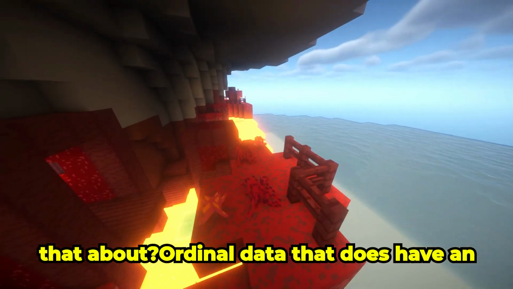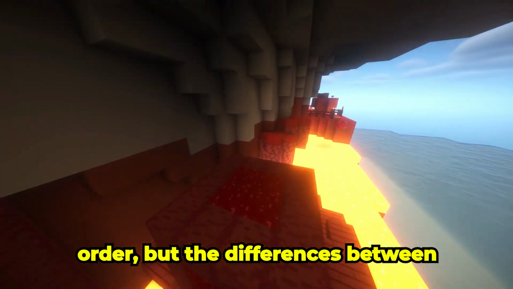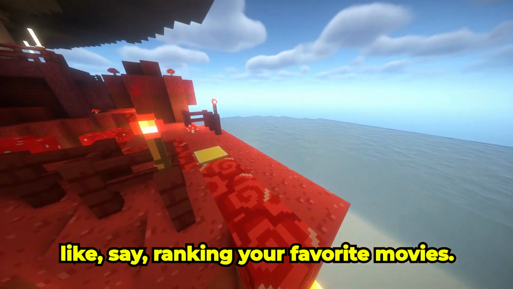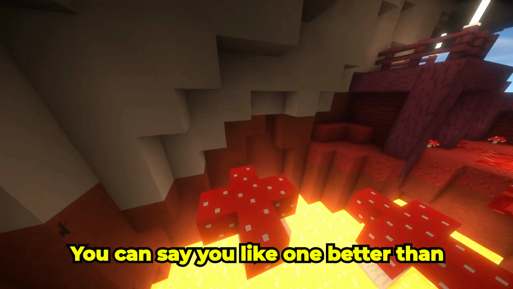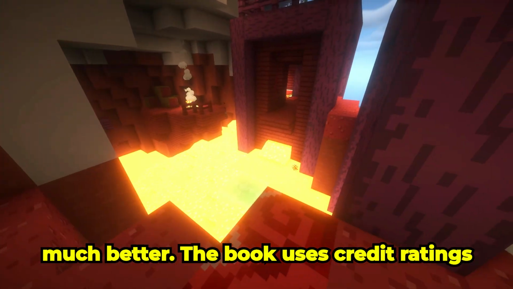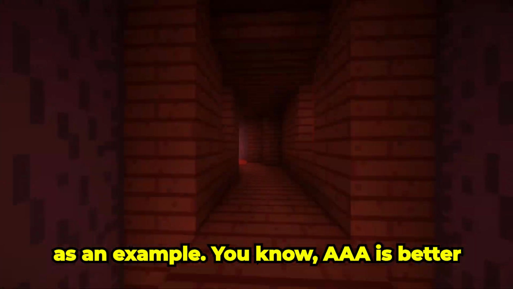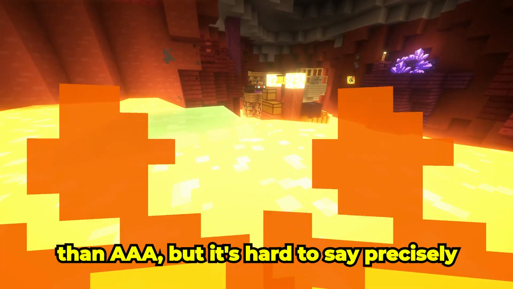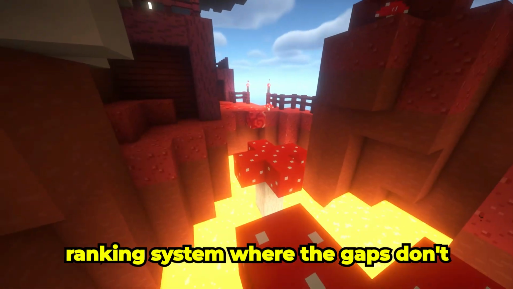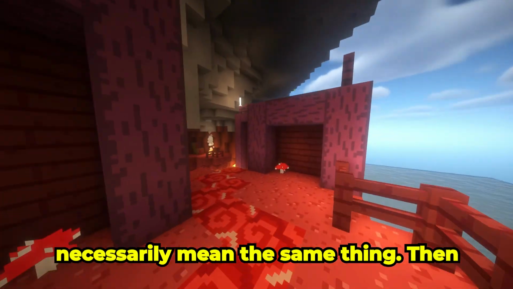Ordinal data, that does have an order, but the differences between categories aren't necessarily equal. Mm-hmm. It's like, say, ranking your favorite movies. You can say you like one better than another, but you can't really say how much better. The book uses credit ratings as an example. AAA is better than AA, but it's hard to say precisely how much better. Gotcha. So it's like a ranking system where the gaps don't necessarily mean the same thing.